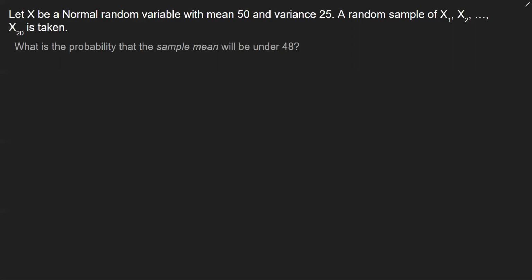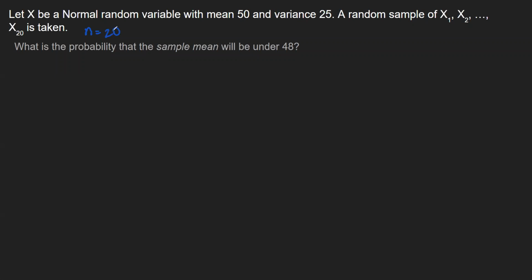First up, we've got a normal population here. The mean and variance is given, and we have a sample of size 20. What I like to do is just identify all my pieces here. So we have n equals 20.